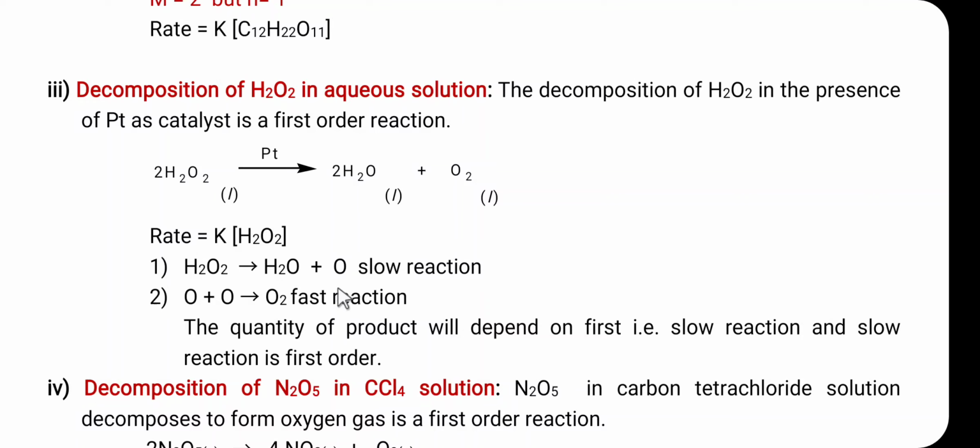All of you know that the first step is the slow step, and it is the rate determining step. Here the quantity of the product will depend on the first, that is the slow reaction, and the slow reaction is first order. So, even though the molecularity of this reaction is 2, the order of reaction is 1. So, the mechanism of the reaction is also responsible for the pseudo behavior of the chemical reaction.